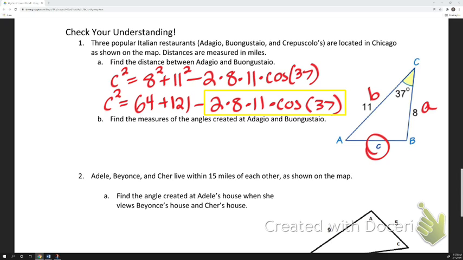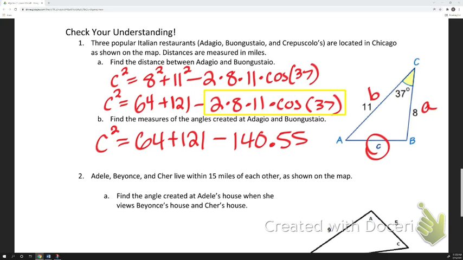So in your calculators, I want you to do 2 times 8 times 11 times the cosine of 37. And let's see what we get. 2 times 8 times 11 times the cosine of 37. 140.55. And so now we've done the multiplication part. And now I'm going to do my addition and then the subtraction. So I'm going to say 64 plus 121 minus, so 185 minus 140.55. So we get c squared is about 44.45. Is that what you guys also got in your calculator? Yeah. Are we done? How do I get c?